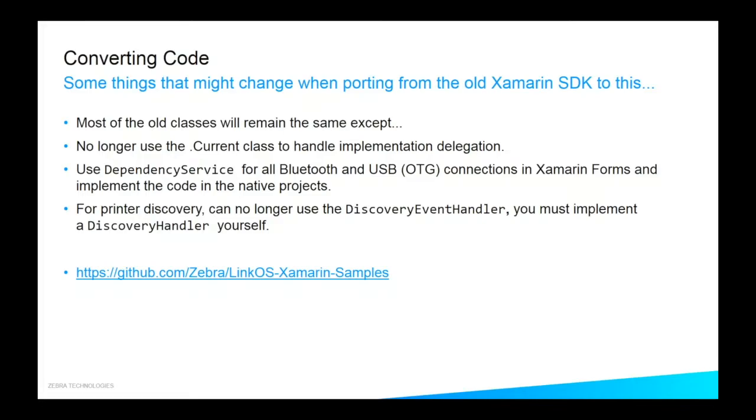Another change is that while in the old SDK you needed to use the dependency service for some of the discovery, especially Bluetooth discovery, now for all the Bluetooth and USB connections, you are going to have to use dependency service when you're working with Xamarin Forms. Because a lot of those components are very hardware driven, and I'll show you some of the code for that as well. And then for printer discovery, we don't have the discovery event handler anymore, so you do have to implement a discovery handler yourself. So those are some of the major changes from the old libraries to this new one.